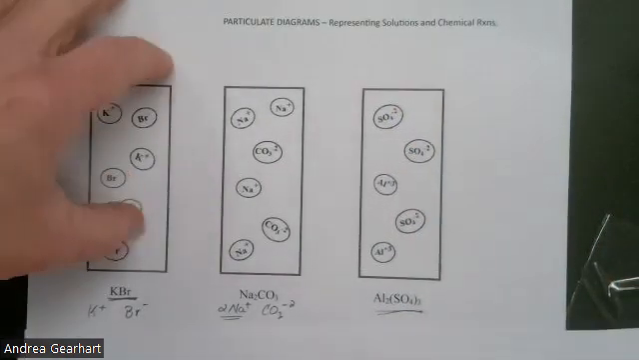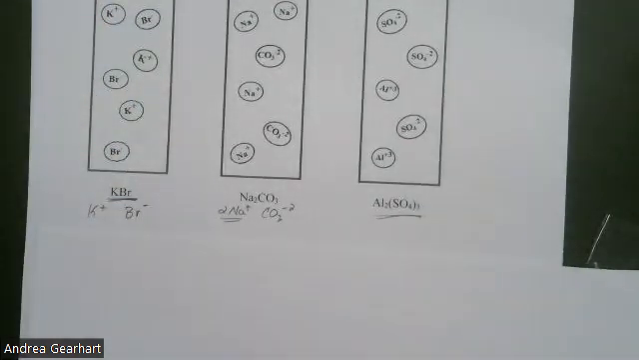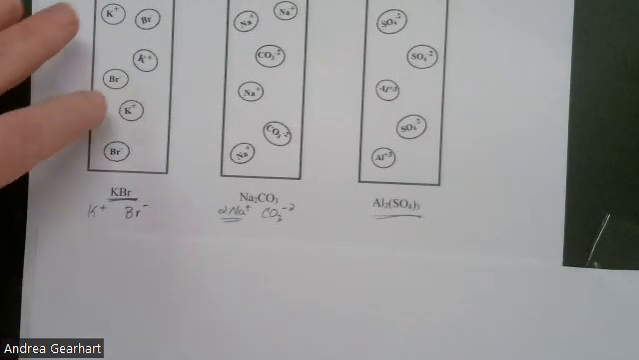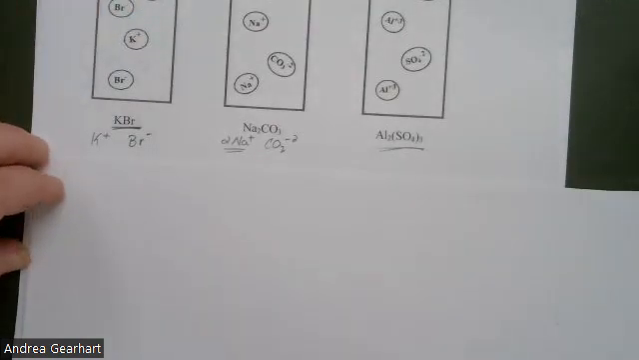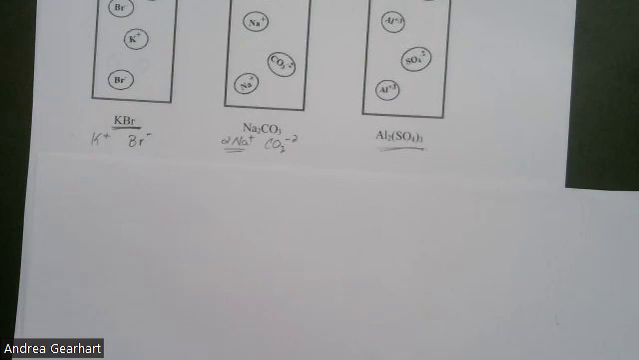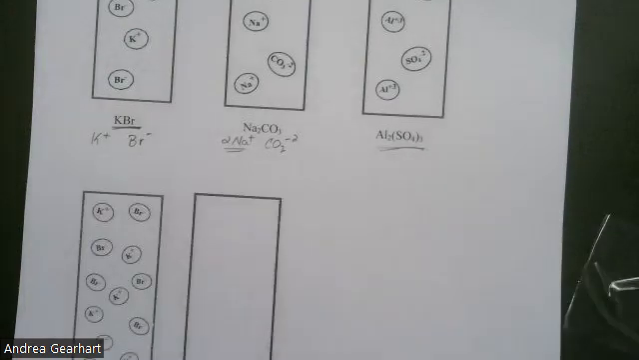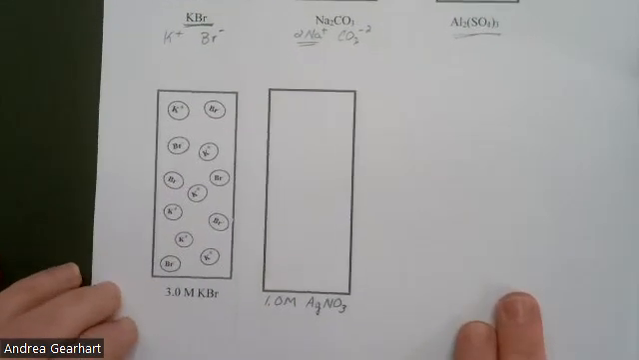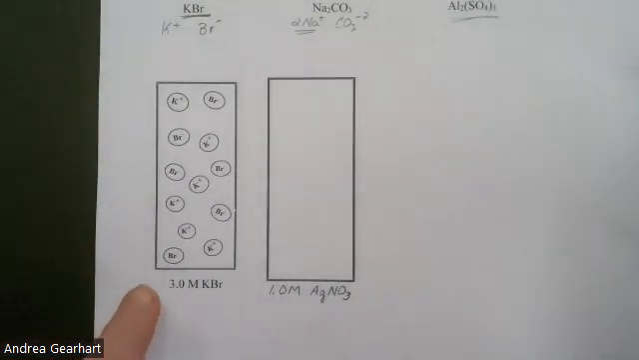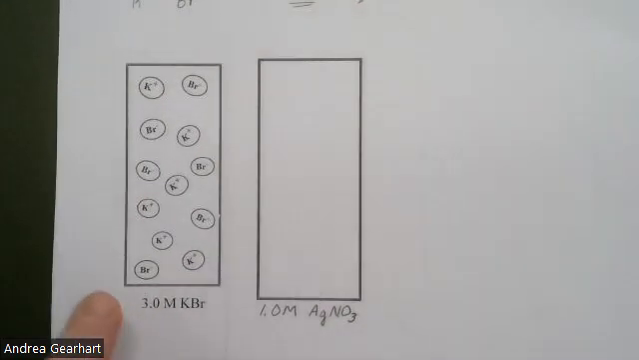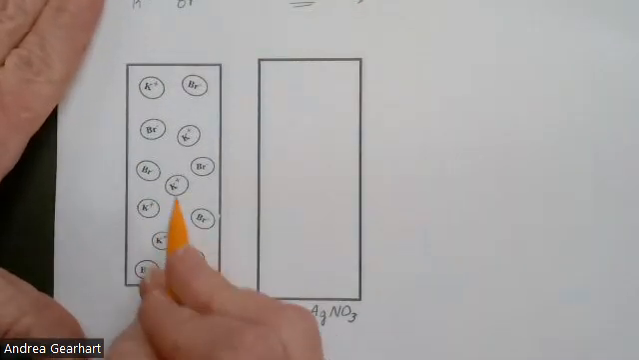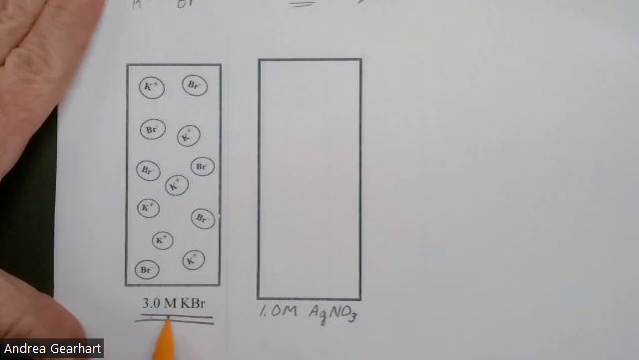All right. Now, moving from here, you are going to be given a scenario and then asked to draw. So if you would like to pause before I do my explanation and try to come up with the answer, I would encourage that. So first, imagine that we are given this particulate diagram, and we are told that this is representing a 3-molar potassium bromide solution.